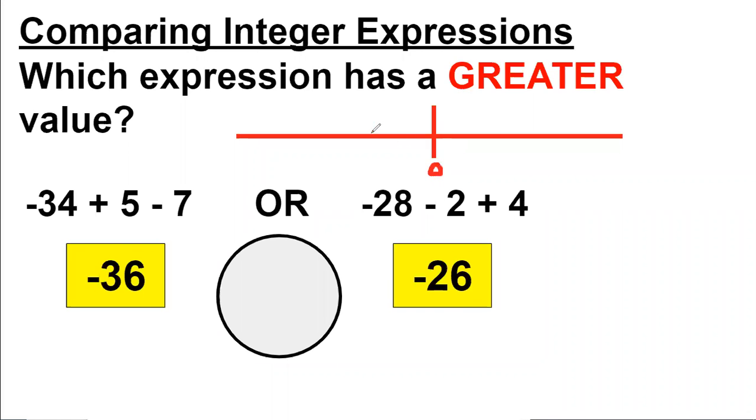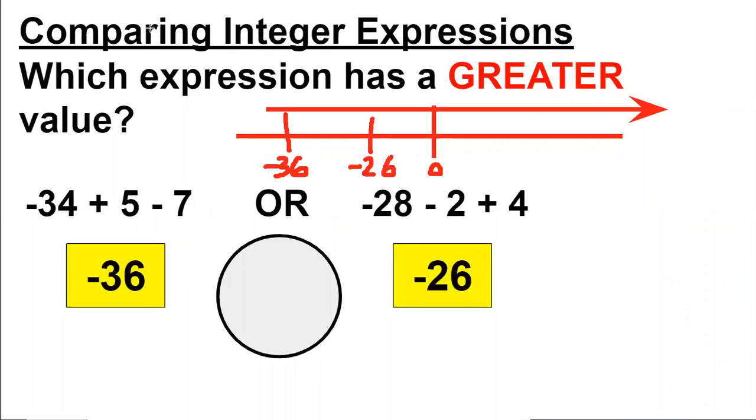And then, which one is closer to 0, negative 26 or negative 36? Right, negative 26 comes first, and then negative 36 is down here. So which one is the greater number? Which one is closer to 0? Remember, the numbers get bigger as you go to the right. Okay, so negative 26 is bigger.